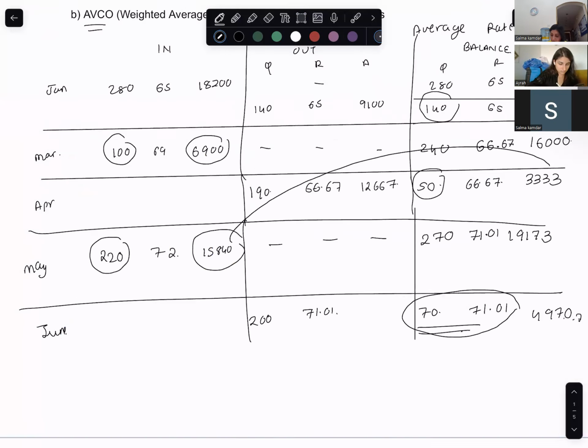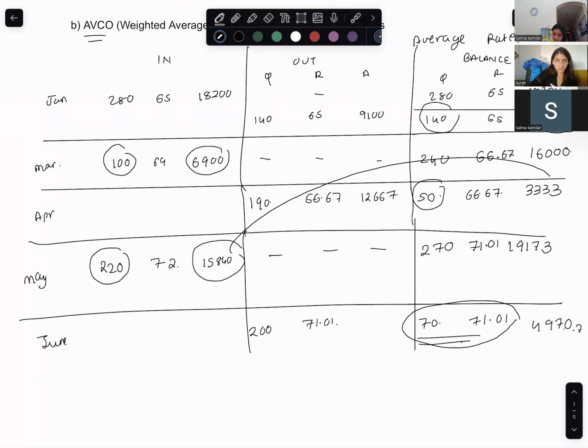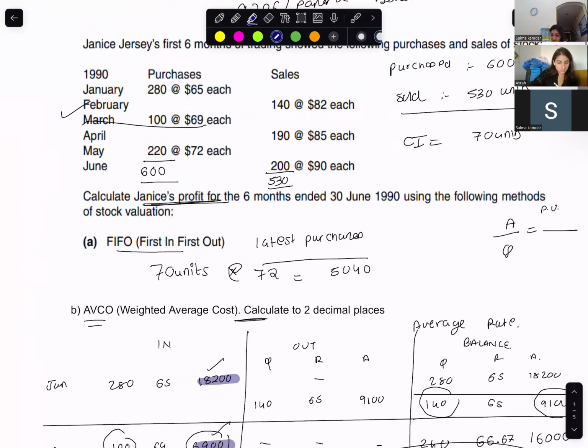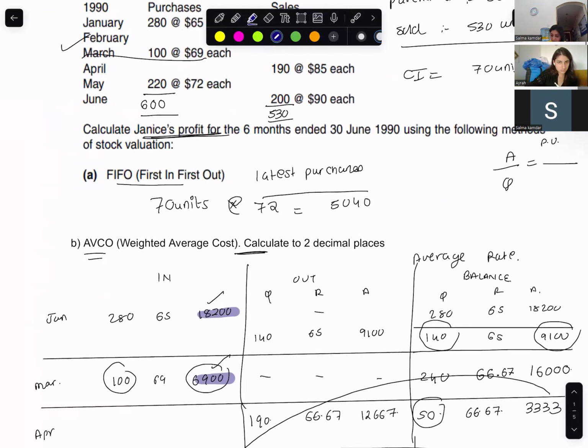How will you get your cost of sales? 280 into 65 plus this plus this. No. Cost of goods sold, right? Yeah. So we will find first as per FIFO.